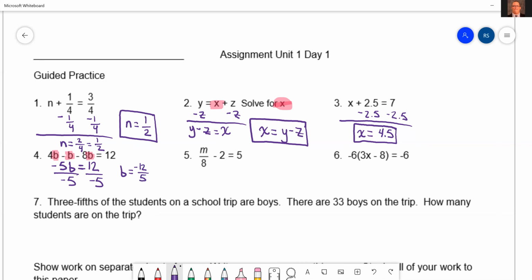Now at this point, you can leave it like that, or you could put it as a decimal. Negative 2.4. Either way works with me.